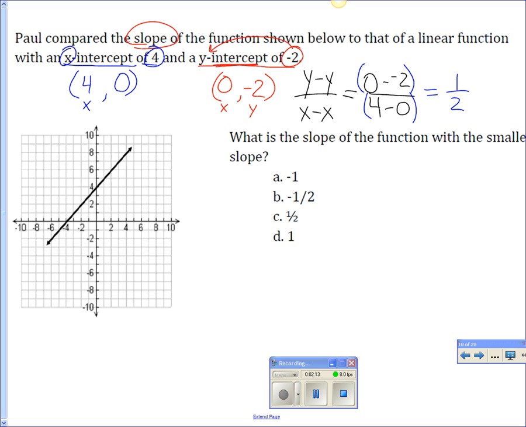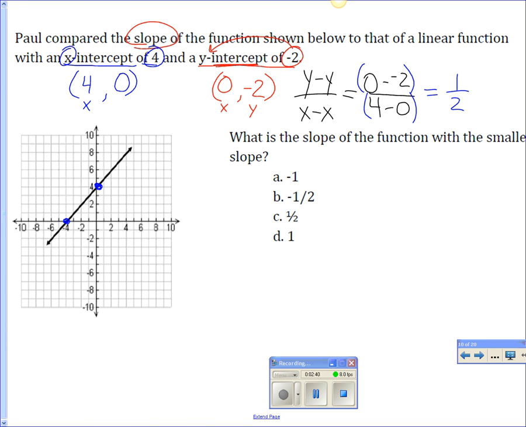Paul compared the slope of the function shown below to this slope. So how many slopes do you think we have to find? 2. The only way to compare something is to have 2 of them. All right, so how do you find the slope of a graph? What do you have to do first? Find 2 points. Good. So here's one and here's one.